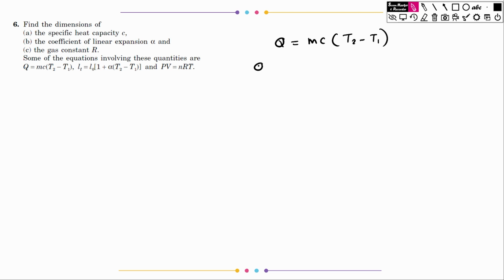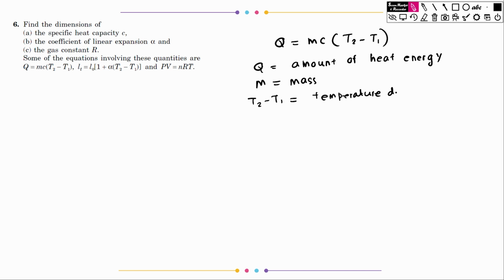So in the equation, Q is the amount of heat energy, M is the mass, T2 minus T1 is the temperature difference. So we have to find the dimension of specific heat capacity, that is C. Therefore, we will take C on the left hand side. So rearranging, we can write it as Q divided by M (T2 minus T1). Or other way, we can write it as Q divided by M into delta T.